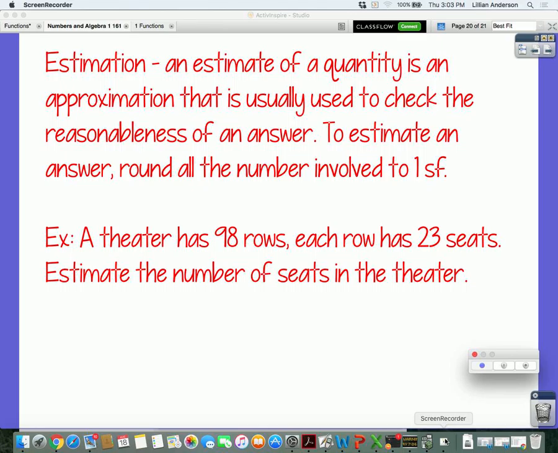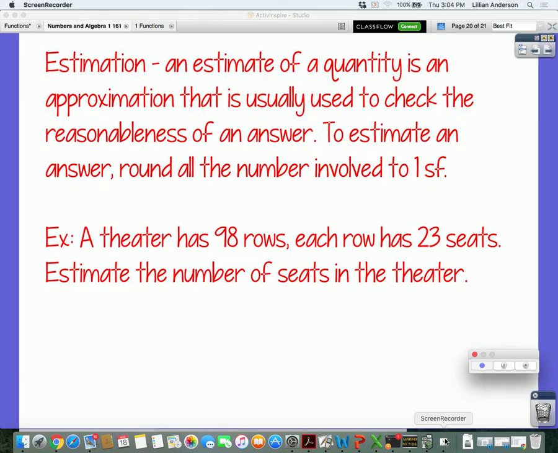Okay. So a theater has 98 rows. Each row has 23 seats. Estimate the number of seats in the theater, because you're not going to sit there and do 98 times 23, old school, long multiplication. Make it easier on yourself. We know that we have to multiply these two numbers, right? So why not estimate the number of rows and estimate the number of seats to get an estimate of how many seats are in the theater?